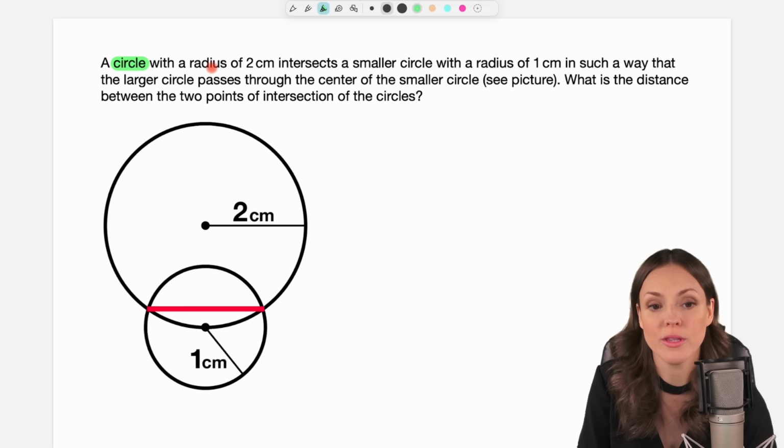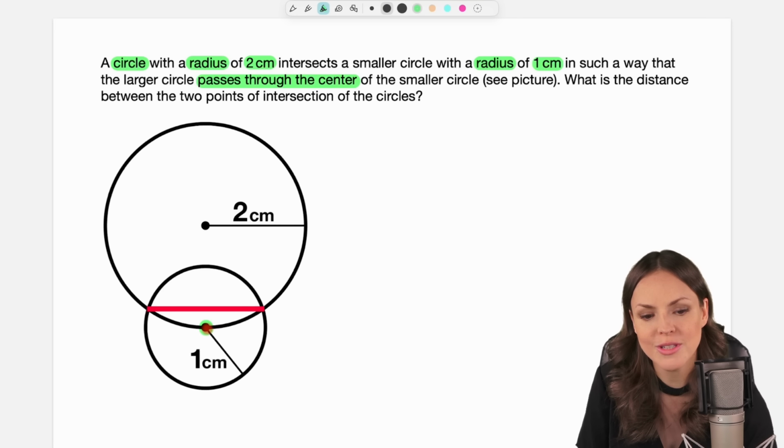A circle with a radius of 2 centimeters intersects a smaller circle with a radius of 1 centimeter in such a way that the larger circle passes through the center of the smaller circle. See picture. We have our two circles here, and the larger circle passes through the center of the smaller circle. What is the distance between the 2 points of intersection of the circles?